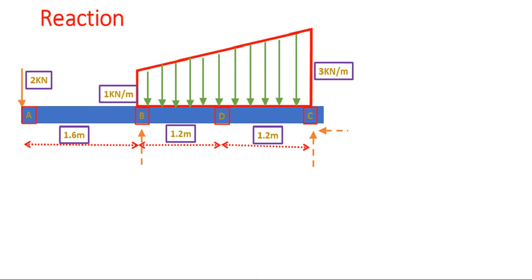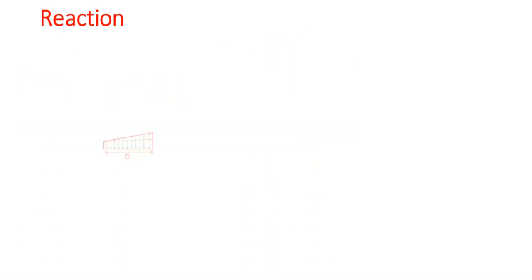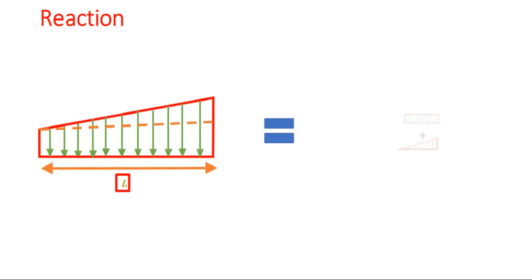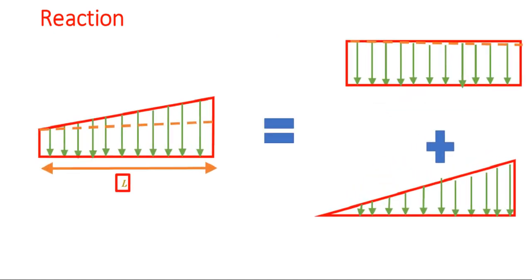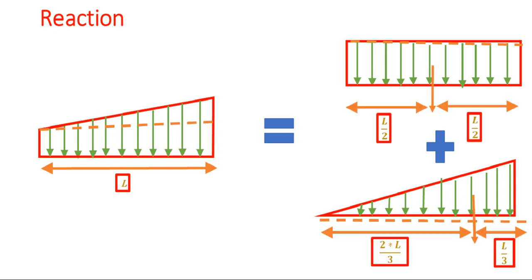So for this numerical, what will be the area? It will be the area of a rectangle and a triangle, because when you divide this UVL, you'll get one rectangle and one triangle.